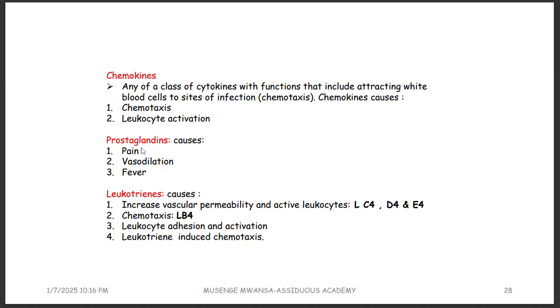Prostaglandins are involved in three functions. They cause pain, vasodilatation, and fever. That's why we'll discuss this very well in pharmacology also, when we'll be talking about treatment for pain and the use of NSAIDs and like aspirin. Leukotrienes, these guys increase vascular permeability. Of importance, remember we talked about leukotriene B4, which is a chemotactic agent which attracts neutrophils to the site of inflammation.